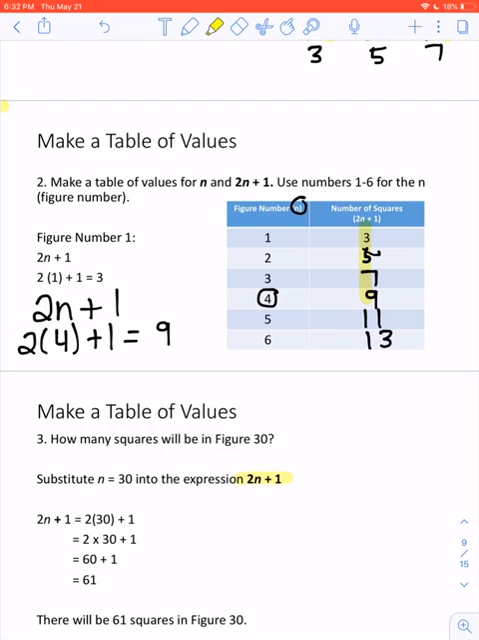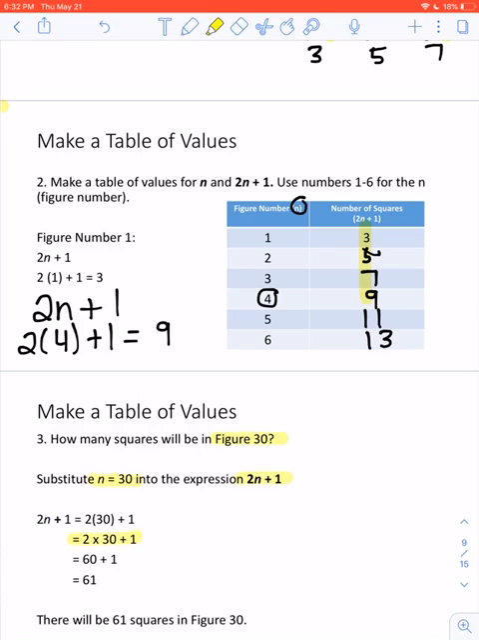They already gave me that information, figure number 30. N is the figure number. So what I'm going to do is 2n plus 1. That's my formula. Then I'm going to plug in 30 for the figure number because that's the one I want to figure out. So then I'm going to keep going.